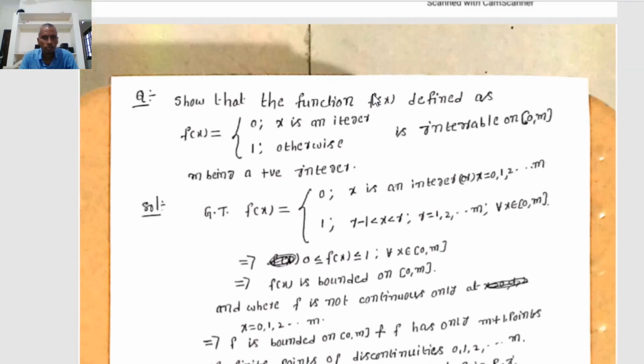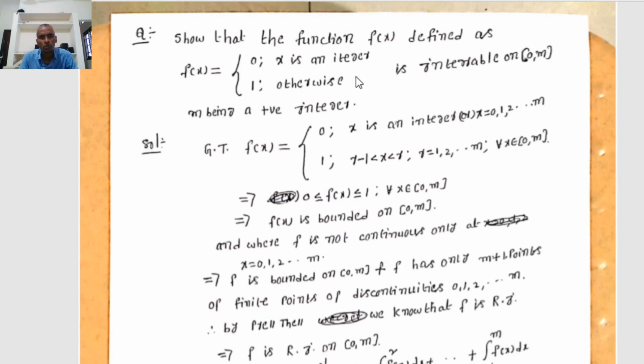Next problem: show that the function f of x is defined as f of x equal to 0 such that x is an integer, and second one, f of x equal to 1 such that x is otherwise, meaning x is not an integer, that is for all x belongs to R minus Z, is integrable on the closed interval 0 to m, where m is a positive integer, that is m equals 1, 2, 3, 4 and so on.